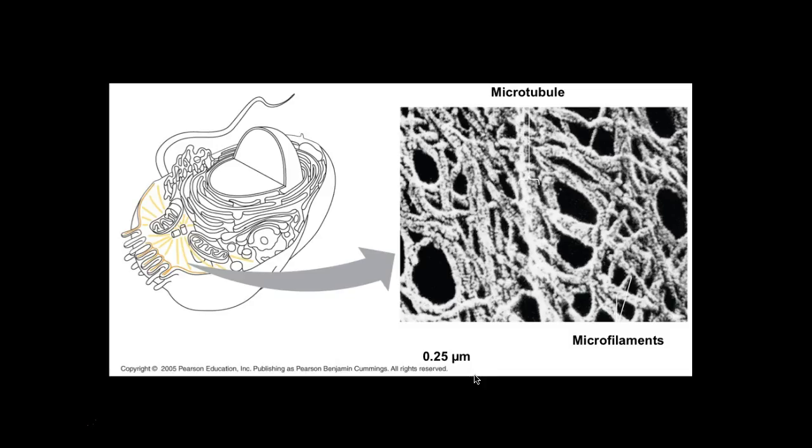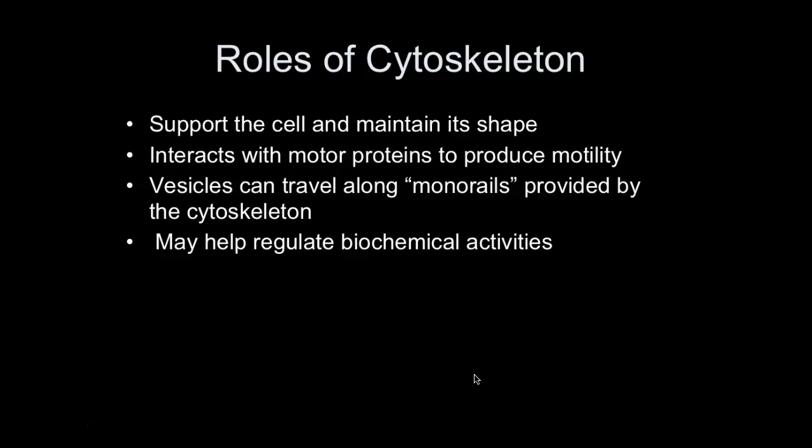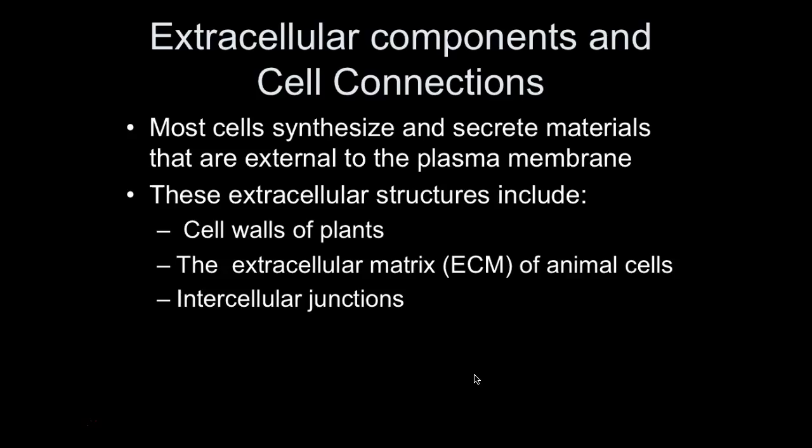So if you look structurally, here is what the cytoskeleton would look like. It is not like our skeleton set. Basically, you could have the cytoskeleton reshape itself. So it supports the cell and helps maintain its shape. It's going to interact with motor proteins to produce motility. It's going to serve as a monorail or transport system for vesicles as they move through the cytoskeleton. It will also help to regulate many biochemical activities.